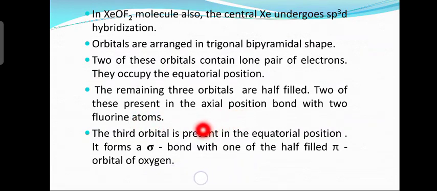The third orbital is present in an equatorial position, and the other one is also equatorial. It forms a sigma bond with one half-filled orbital of the oxygen atom. Oxygen has a half-filled orbital, right? What is its atomic number? 8. When you write the electronic configuration, you will find that it has half-filled p orbitals. So it will overlap axially, forming a sigma bond.